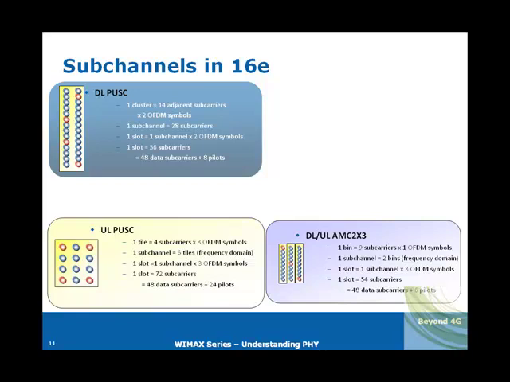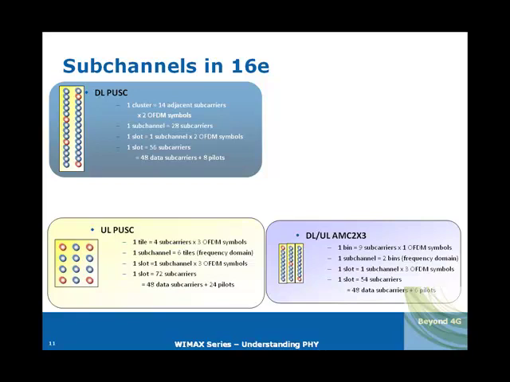Now the next level is the subchannel. In the downlink PUSC, one subchannel has 28 subcarriers. In uplink PUSC, one subchannel has 6 tiles, so we have 4 by 3, that is 12 subcarriers, times 6. That is the number of subcarriers in one subchannel of uplink PUSC. And in AMC we have one subchannel equal to 2 bins in the frequency domain, and each bin is 9 subcarriers. In the next slide, I will also show how a subchannel is derived in a PUSC configuration.